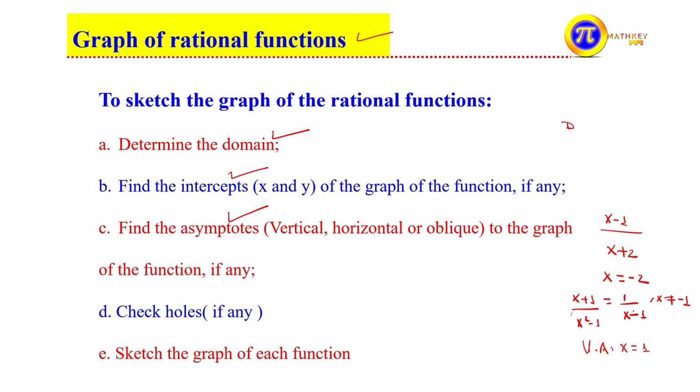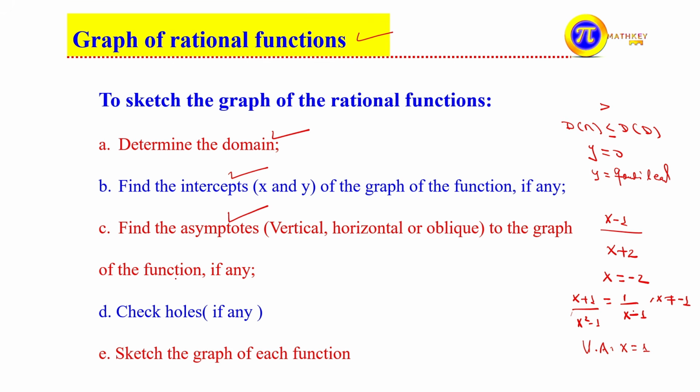In case of horizontal asymptote, the degrees of numerator and denominator must be determined as follows. If the degree of the numerator is less than the degree of the denominator, in that case the horizontal asymptote is y equals 0. If they are equal, y equals the leading coefficient of the numerator divided by that of the denominator. Otherwise, if the degree of the numerator is greater than the degree of the denominator, in that case we have an oblique asymptote to the graph of the function. So we have to consider this case.